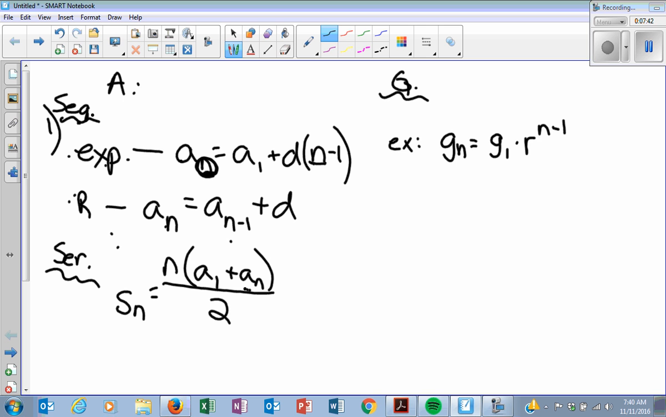What was the recursive? Gn equals Gn minus 1, the term before this one that I'm trying to find, and I just times it by the common ratio. Very similar to the recursive over here.